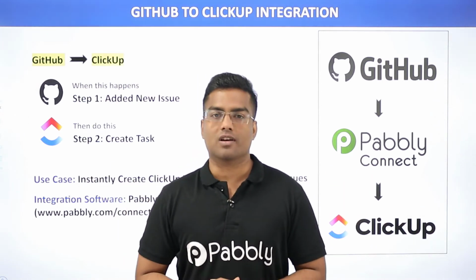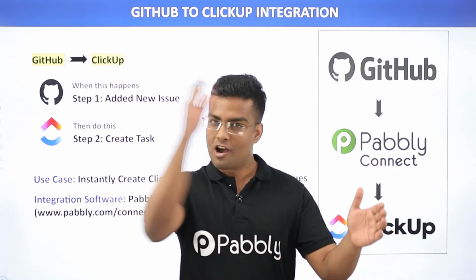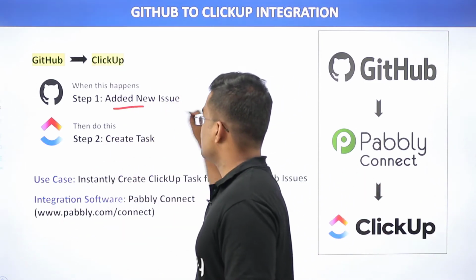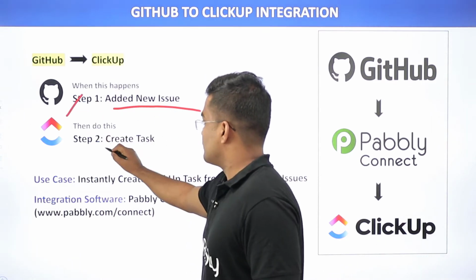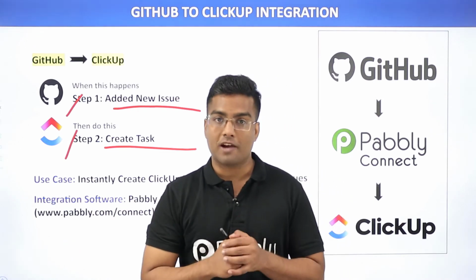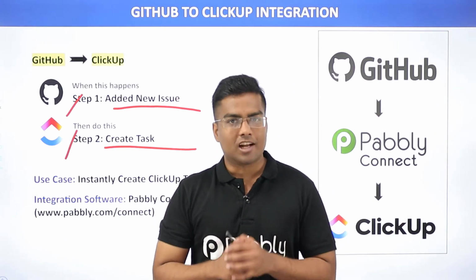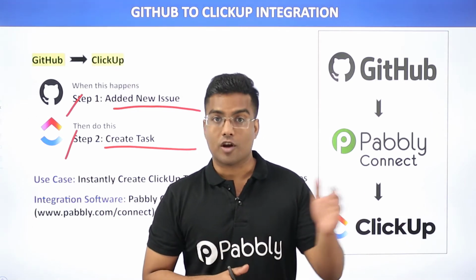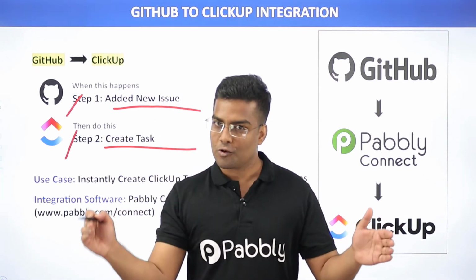So in this video we will learn how to integrate GitHub to ClickUp. So our use case is pretty simple. When a new issue is added in GitHub, it will automatically create a task in ClickUp. Now GitHub is an awesome platform for software development and ClickUp is an awesome project management tool. So what we are going to do is, we are going to send the data from GitHub to ClickUp.